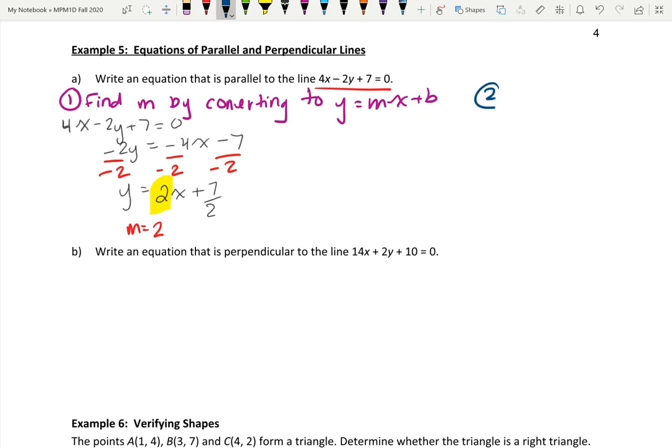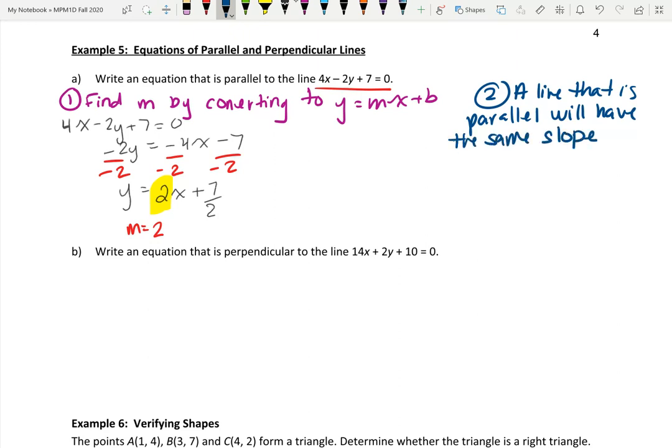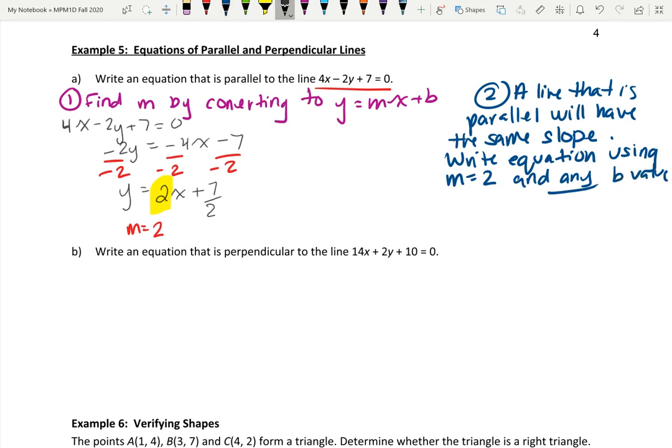So step 2, a line that is parallel will have the same slope. Okay, so we're going to write an equation using m is equal to 2 as the slope and any b value. So y is equal to 2x and then any b value.